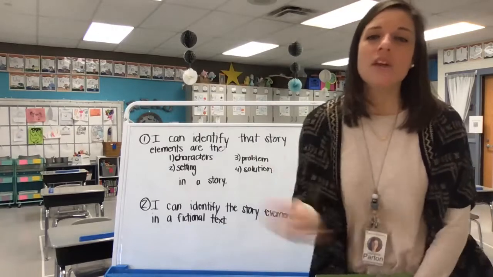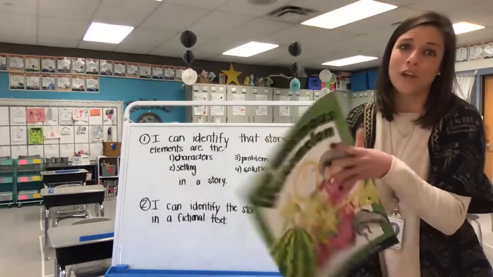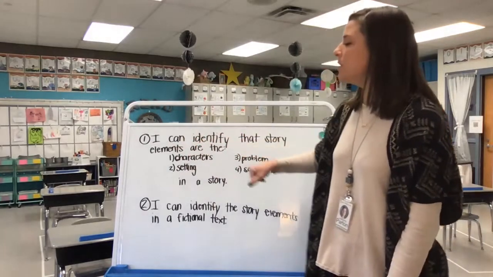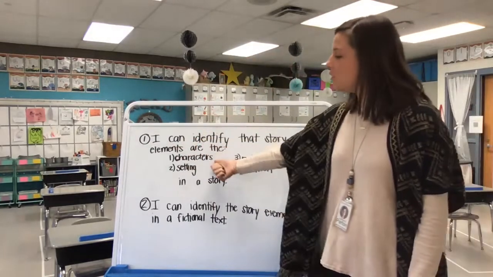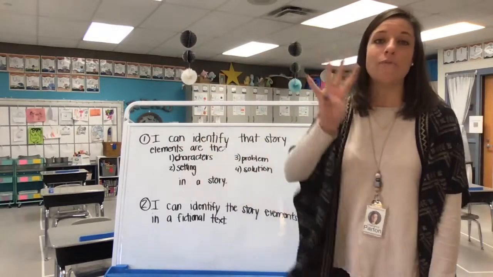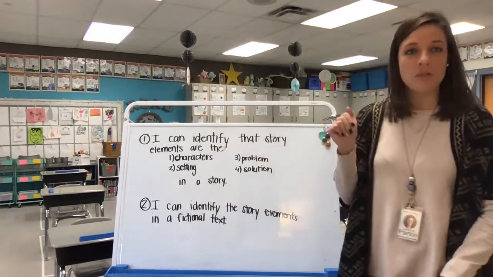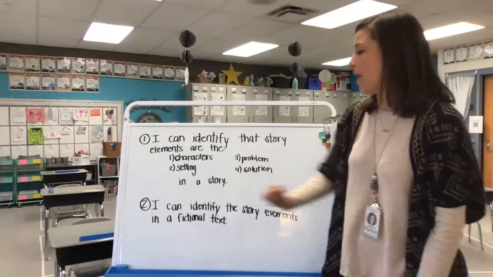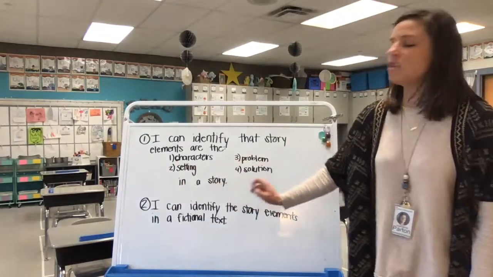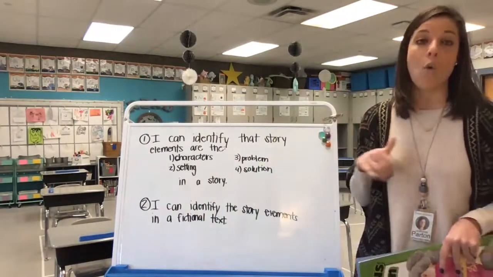Today for your mini lesson, we're going to continue hitting those same learning targets to continue training our brains as readers. Those learning targets say, I can identify that story elements are the characters, setting, problem, and solution in a story. Those four things together make up story elements. And we'll look at our puzzle that we've been looking at to help us practice to know that. Our next one says, I can identify the story elements in a fictional text. So we'll take another look quickly at our book, The Enormous Watermelon.